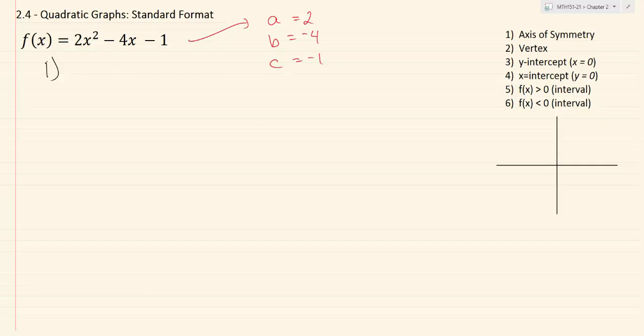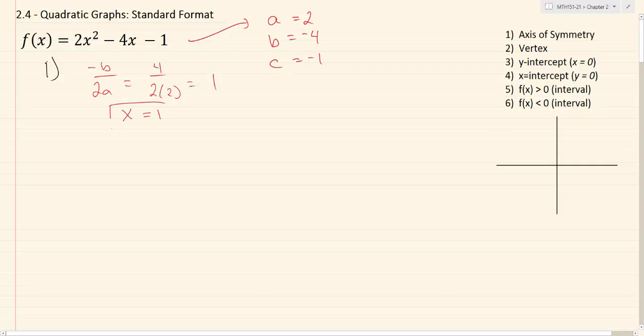Ax squared plus bx plus c. So we know a, b, and c. So let's start out with the axis of symmetry. And the axis of symmetry is just the opposite of b over 2a, which using the numbers that we're given is going to be 4 divided by 2 times 2, which is 1. So the axis of symmetry is x equals 1.